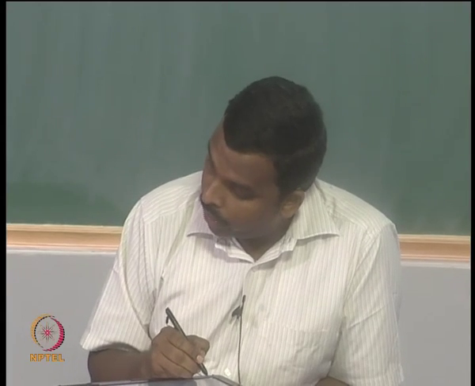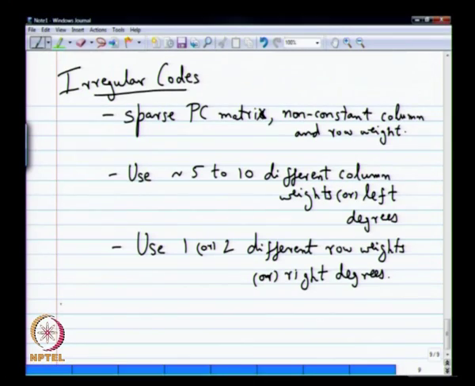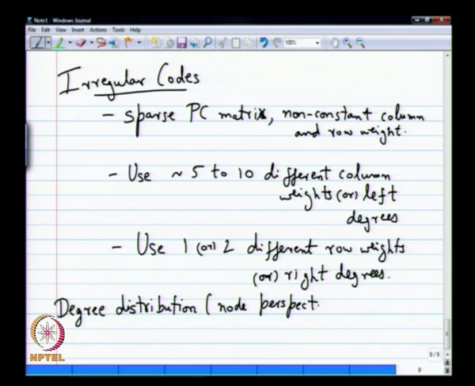Okay. So you can do it in two different ways. First thing I will do is what is known as degree distribution from a node perspective. So this is what makes most sense. What is this degree distribution? It is very simple. L sub i we will say is the fraction of bit nodes of degree i.